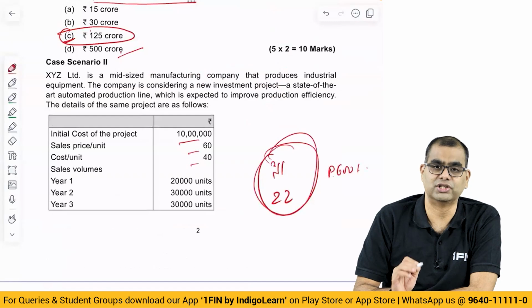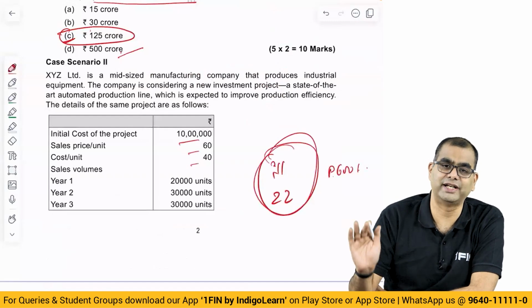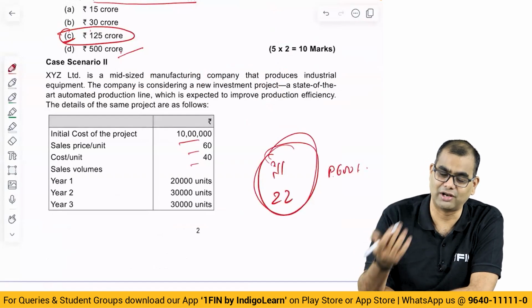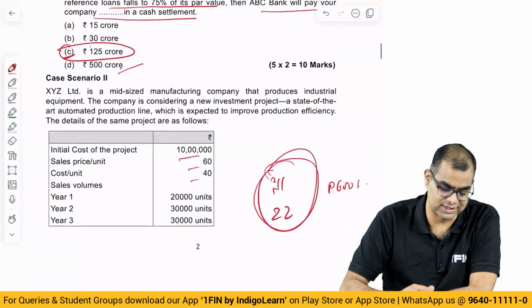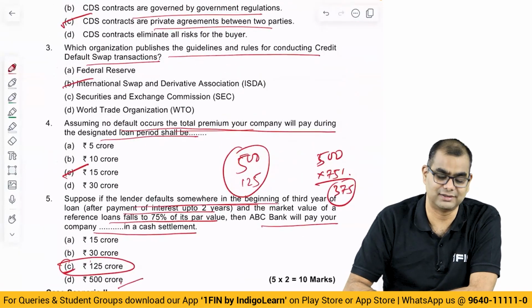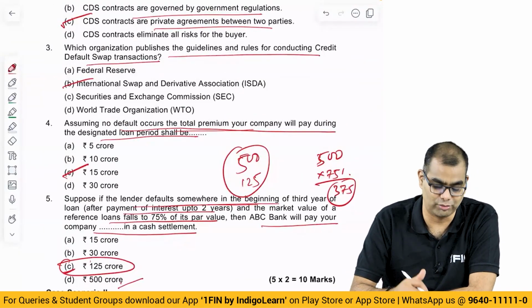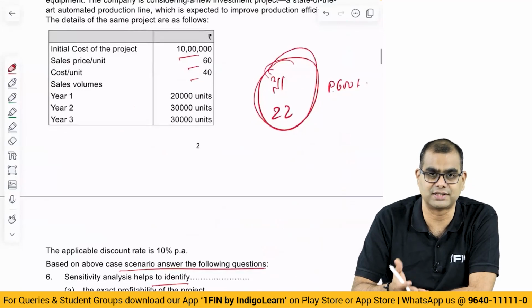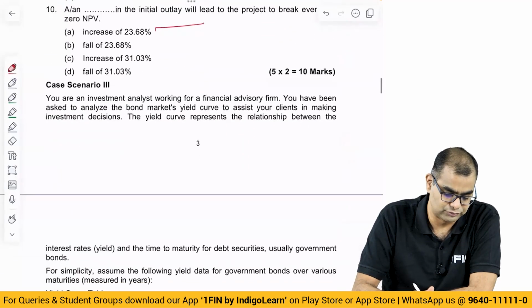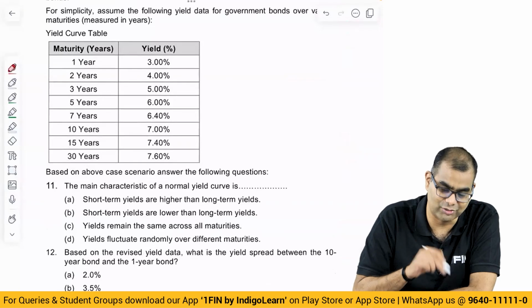You can please go through illustration 22. I have given in great detail how this question is to be solved. You have to solve it. Okay. I don't want to get into this. See, the CDS is something which most of you don't know, but this advanced capital budgeting is something very simple. So I don't want to spend time on this. An investment analyst working for financial advisory. Wait 1 minute. Come to the questions.